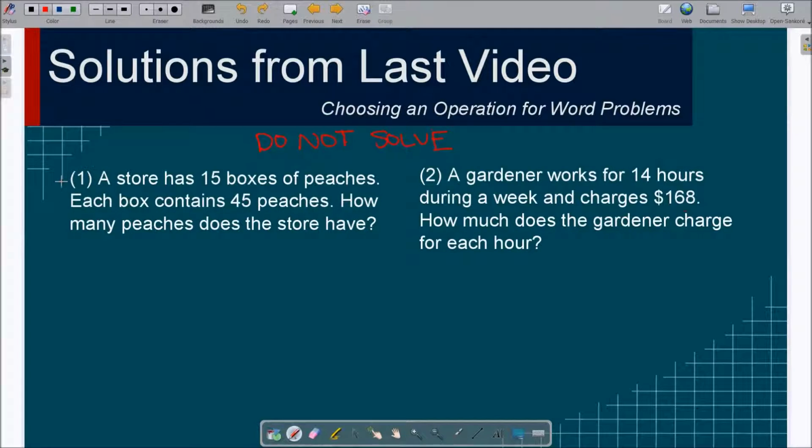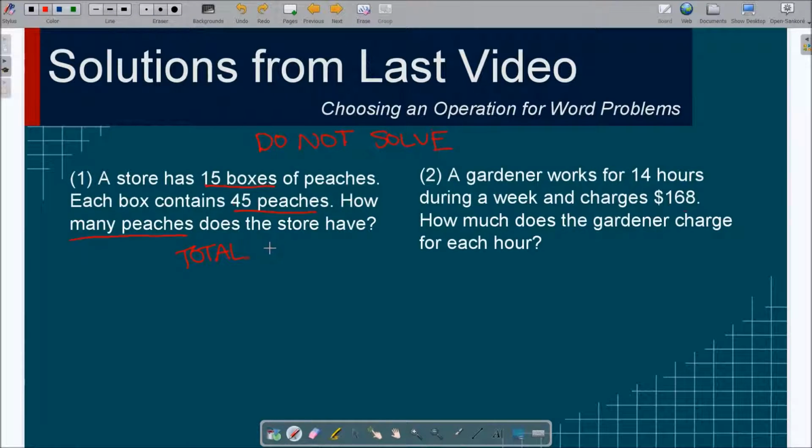So diving right in, number one, a store has 15 boxes of peaches. Each box contains 45 peaches. How many peaches does the store have? Notice there aren't really many keywords here, but if we're reading the problem closely, we notice we are being asked to find a total amount. So that means we're either using addition or subtraction.